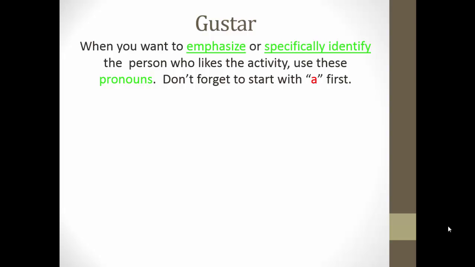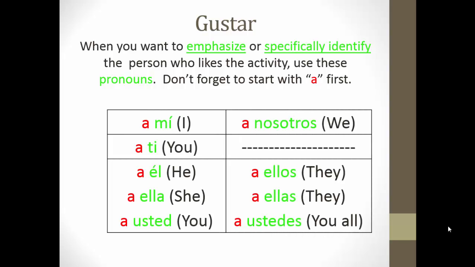When you want to emphasize or specifically identify the person who likes the activity, you can use different pronouns. Don't forget to start with a first. So for example, I can say a mí before me gusta to say that I really like something. I can say a ti before te gusta to say that you really like something. I can put a él le gusta, a ella le gusta, or a usted le gusta to specify.